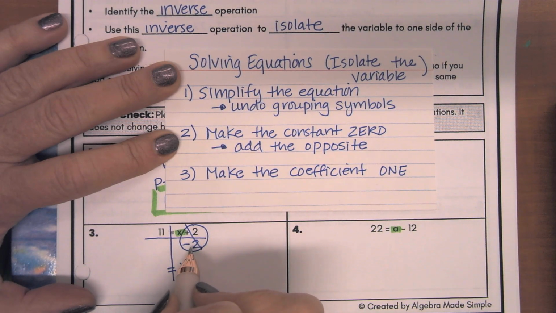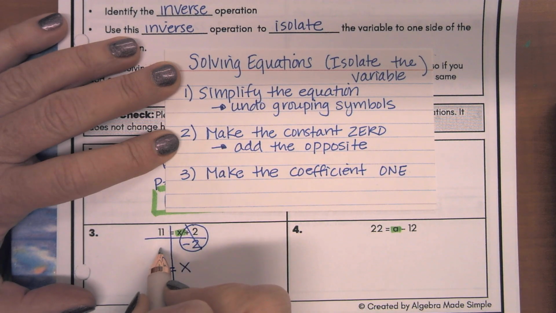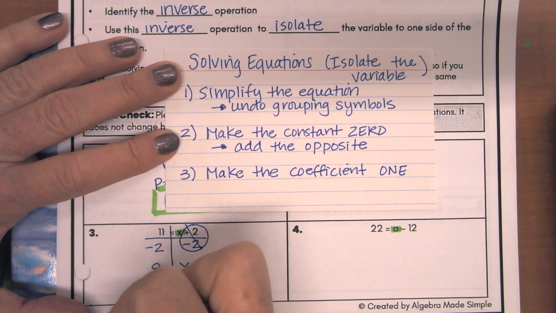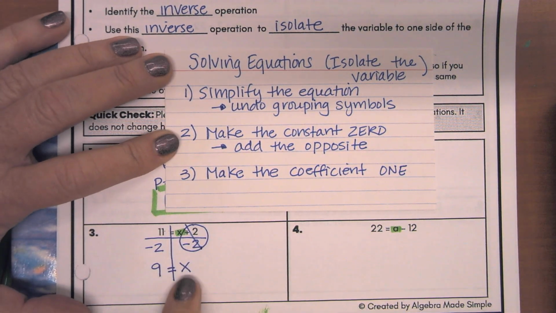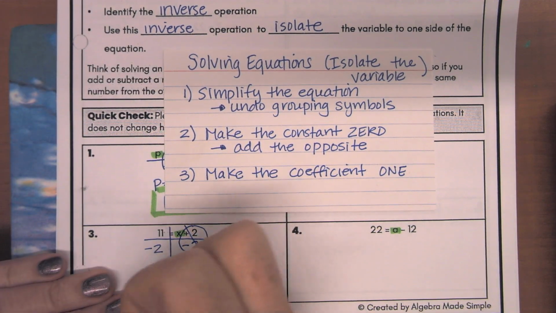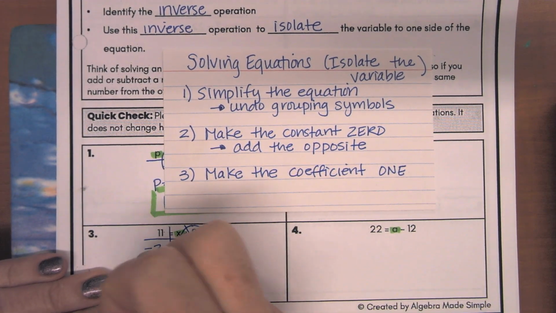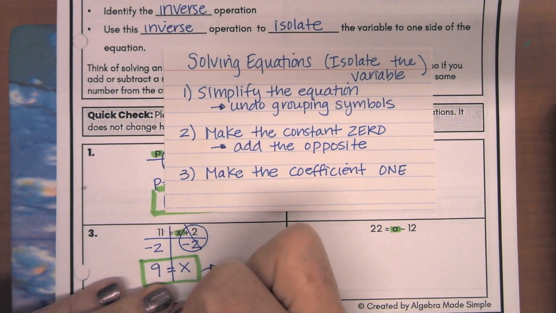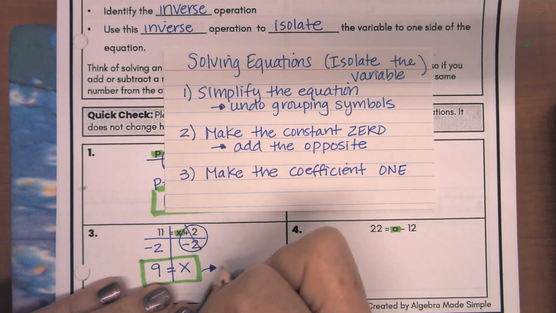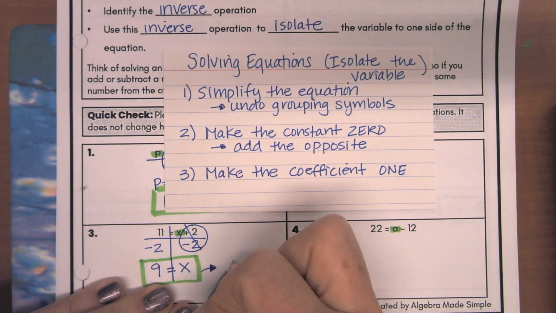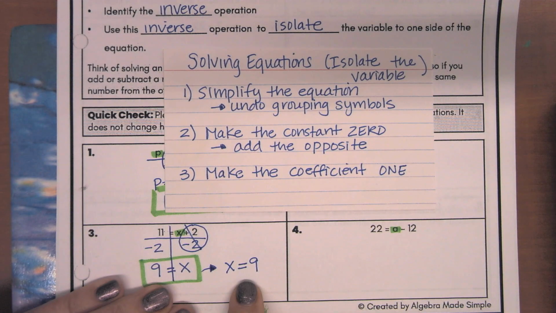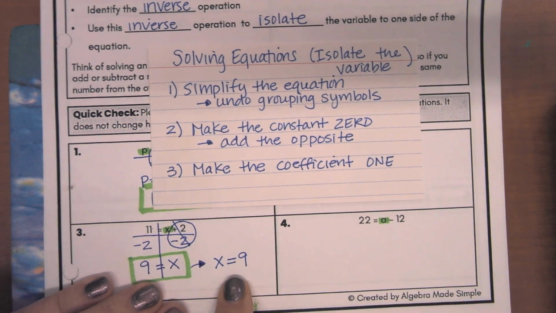Since I subtracted 2 on one side, I need to subtract 2 on the other side. 11 minus 2 is 9. Now my coefficient is already 1, that's why I don't see it. And I am done with the problem. 9 is the same thing as x. Now sometimes you might have to flip that, and that's okay. Since 9 is x, I can write it as x is 9. I can change it depending on what I need it to do.